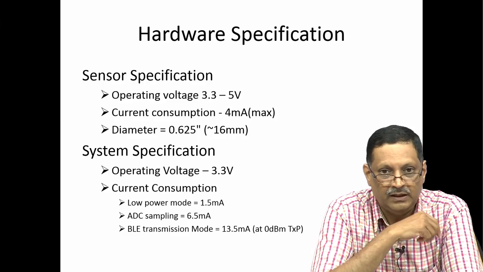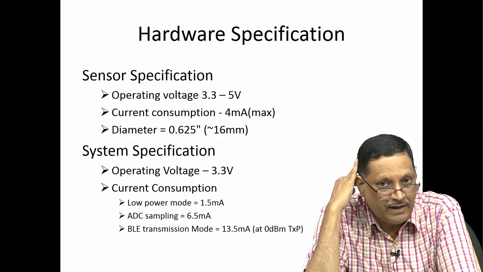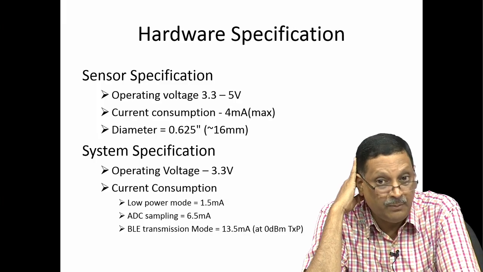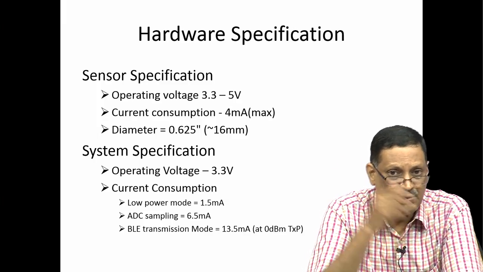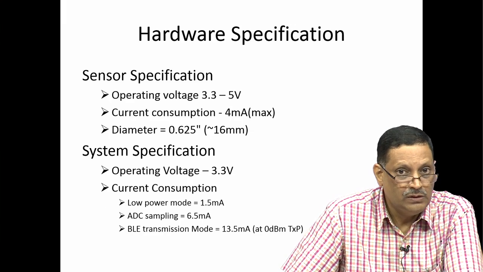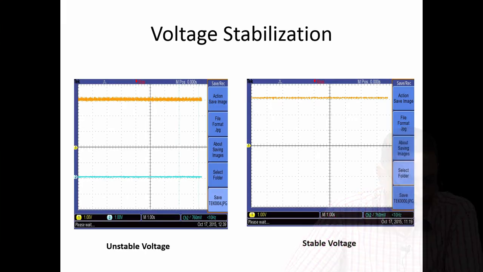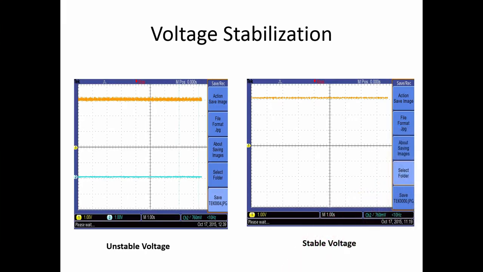For example, 13.5 milliamperes at 0 dBm is a big number, and so is the ADC sampling and so on. So, you could build that. It is not that the system is very stable when we were actually making a measurement.